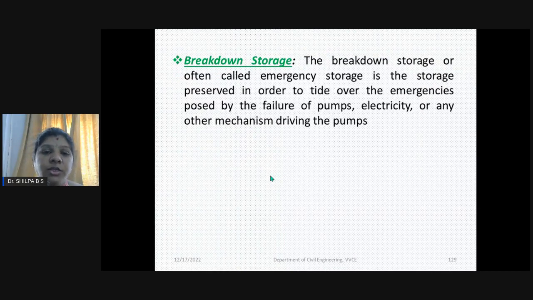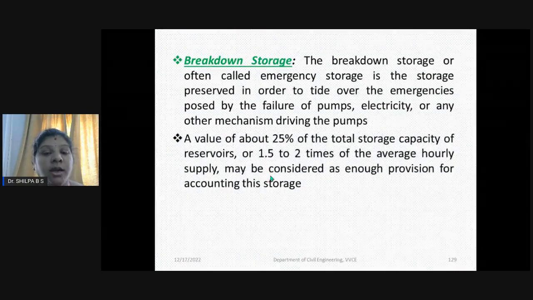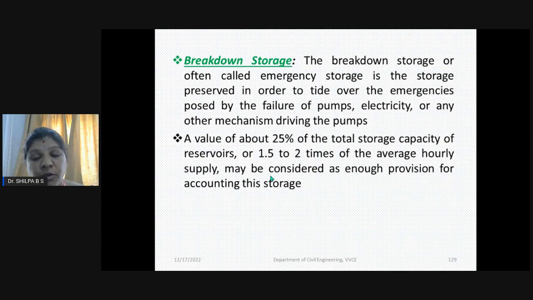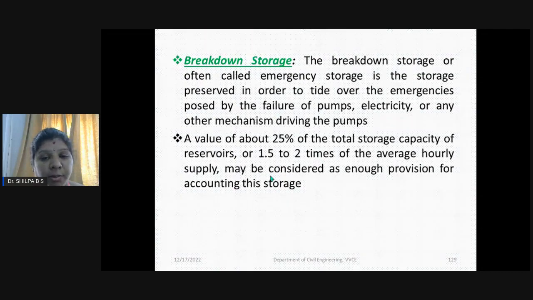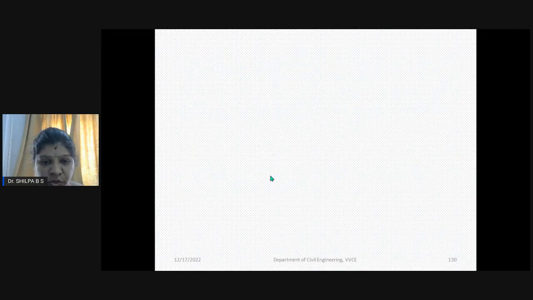It is the storage preserved in order to meet the emergencies posed either due to the failure of the pumps, or maybe electricity failure, no electricity supply, or any other mechanism by which the pumps are driven. A value of about 25% of the total storage capacity of the reservoir, or 1.5 to 2 times the average hourly supply, may be considered as enough provision.